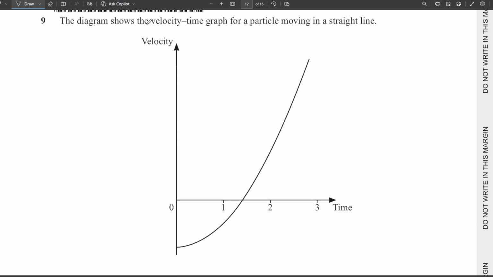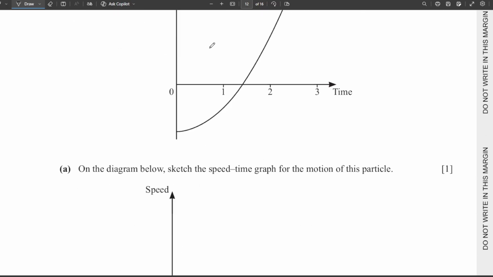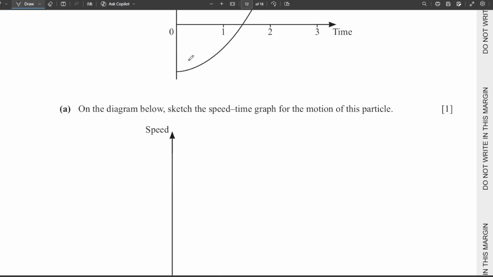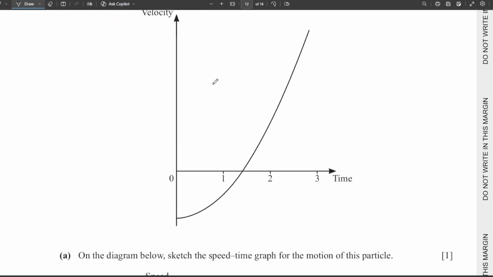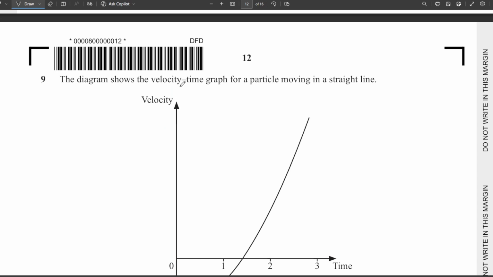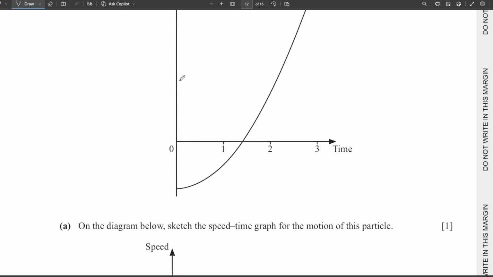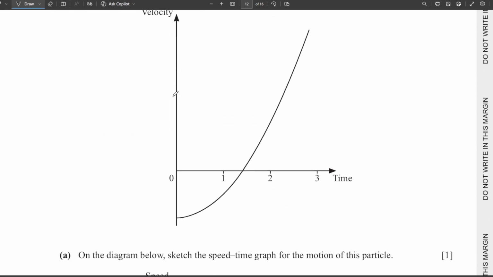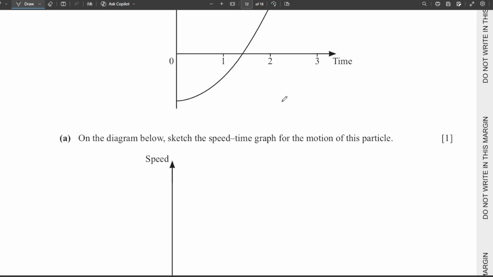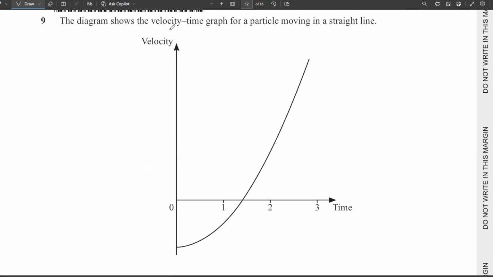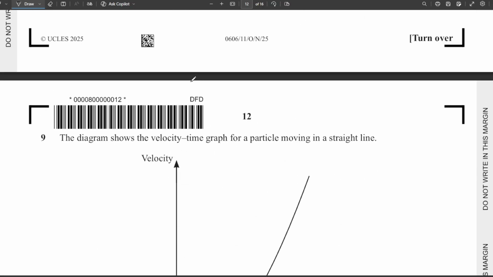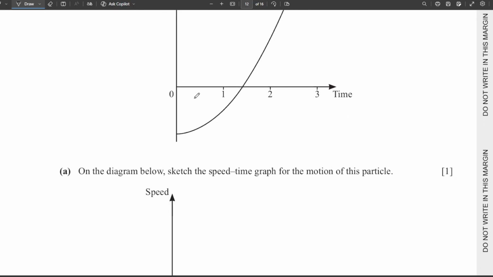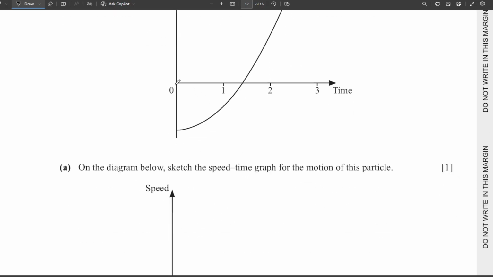Okay, question 9. Now we are moving on to kinematics. So this is a VT graph, velocity time graph. And you want to sketch the speed time graph. Let's recall the relation between velocity and speed. Velocity is a vector quantity, whereas speed is just a scalar. And speed is the magnitude of the velocity. So velocity is just the speed together with the direction.